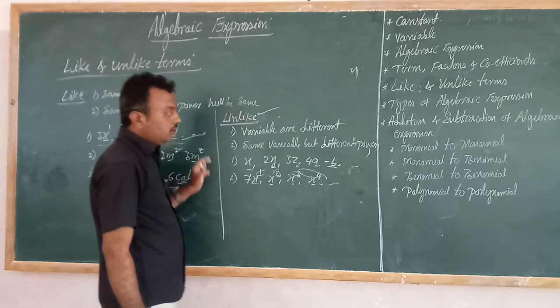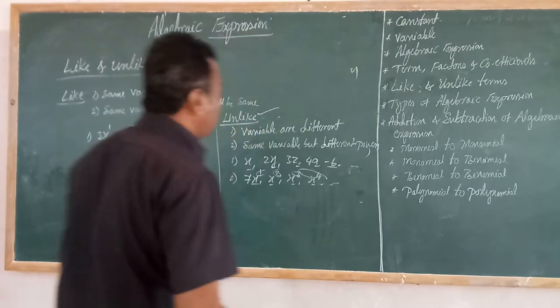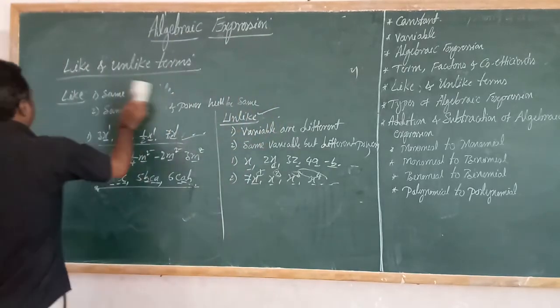Do you understand? So this is the like and unlike terms. So next one, students, types of algebraic expression.